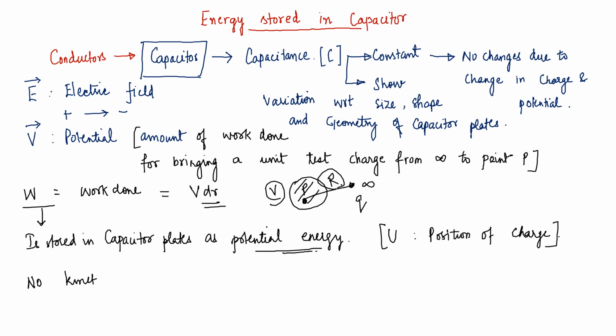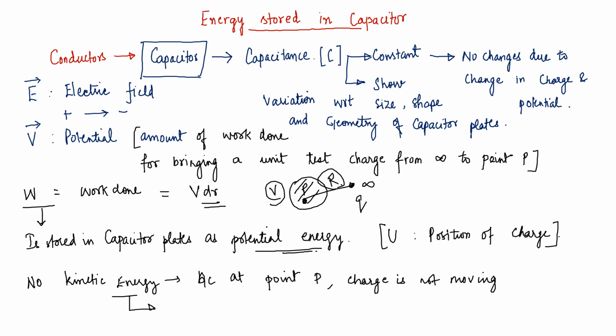No kinetic energy, because at point P the charge is not moving. Kinetic energy is energy in a system by virtue of its motion. What about the potential energy? Potential energy is by virtue of position. So that is the difference, and hence here energy is stored in the form of potential energy.